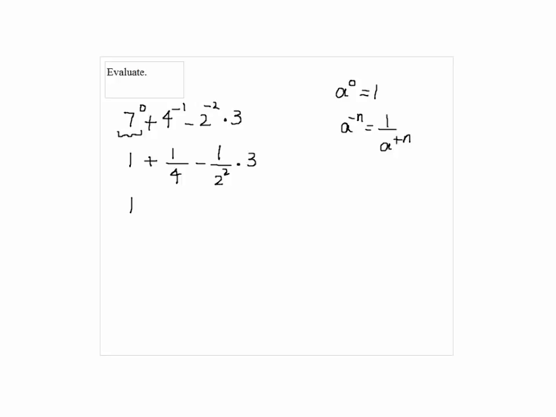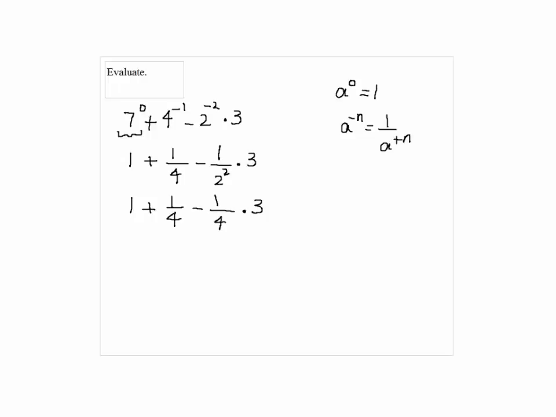2 to the power of minus 2 would be 1 over 2 to the power of positive 2, times 3. So we have 1 plus 1/4 minus 1/4 times 3. We have to follow the order of operations here.